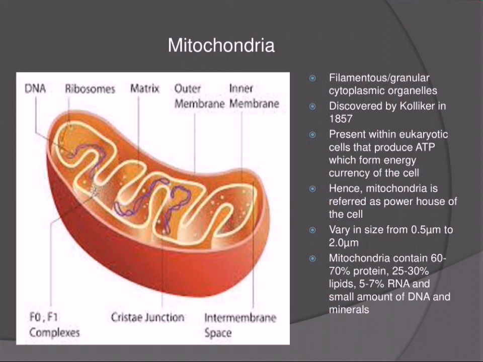Next, we are going to see oxysomes. This inner mitochondrial membrane consists of regularly spaced tennis racket shaped particles known as oxysomes, which is the F1 particle. Here they have mentioned F0 F1 complexes, no, that is your oxysomes. They are involved in ATP synthesis. This oxysome is involved in the synthesis of ATP.